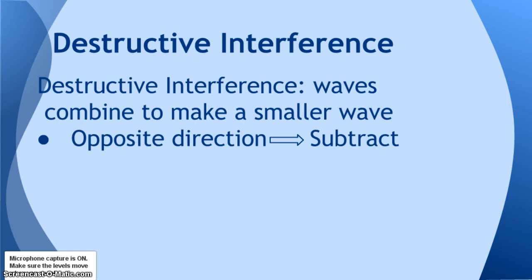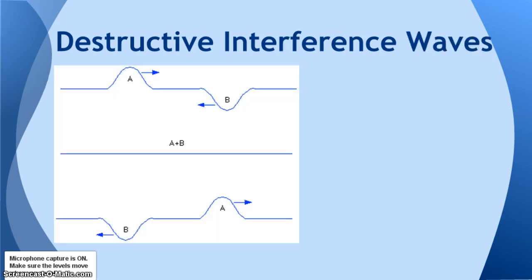So destructive interference is the opposite of constructive interference. Destructive interference is when waves combine to make a smaller wave. So if they're going in the opposite direction, subtract. This is an example of destructive interference. A is going to the right and B is going to the left. A moment later, this is A plus B and they cancel each other out. Then after that, they go on as if nothing happened.